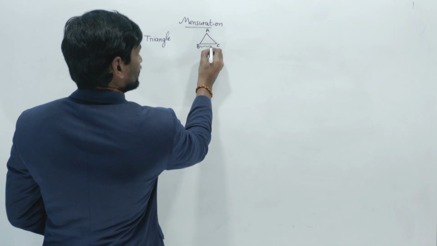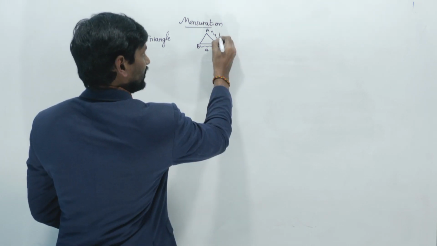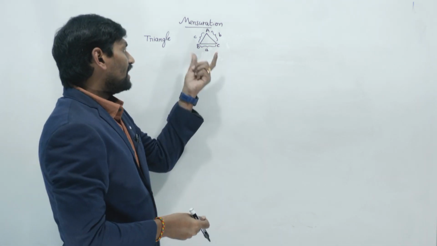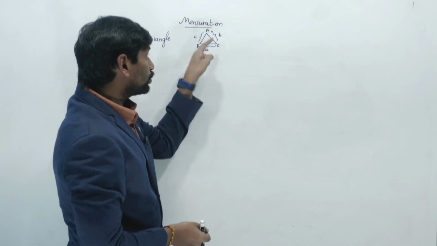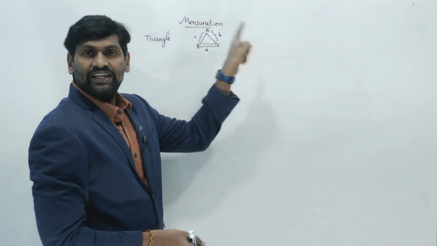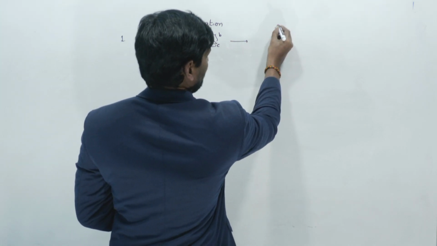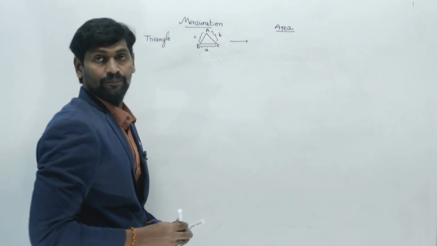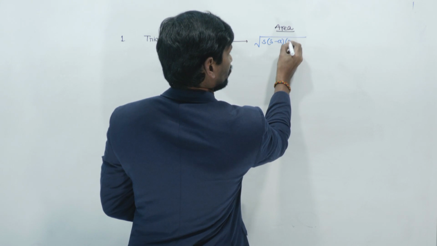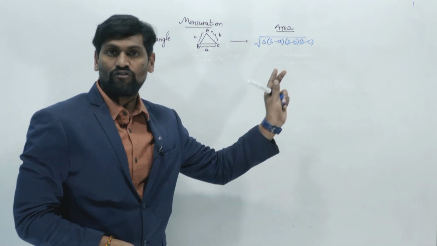That means the length of BC is small a, length of AC is small b, and length of AB is small c. We are taking the length of BC, which is opposite to vertex A, as small a. Opposite to vertex B, small b. Opposite to vertex C, small c. So for this, the area of a triangle is root over S into S minus a into S minus b into S minus c. This is the formula for area of a triangle.